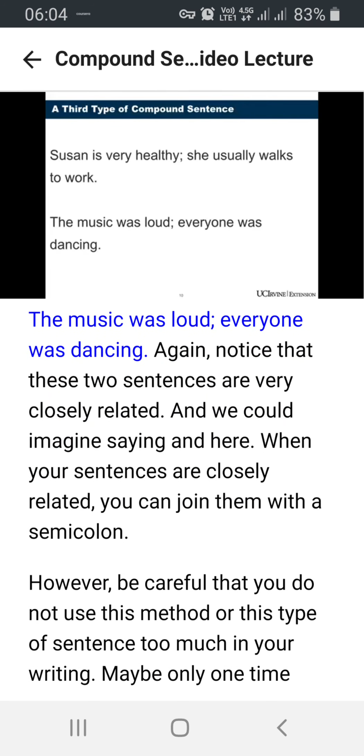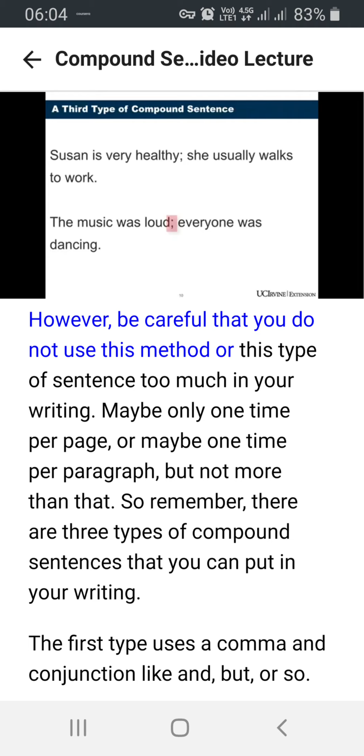Everyone was dancing. Again, notice that these two sentences are very closely related, and we could imagine saying "and" here. When your sentences are closely related, you can join them with a semicolon. However, be careful that you do not use this type of sentence too much in your writing. Maybe only one time per page, or maybe one time per paragraph, but not more than that.